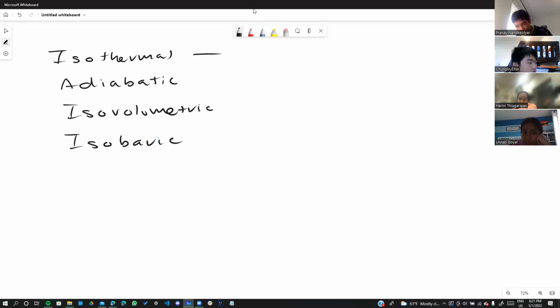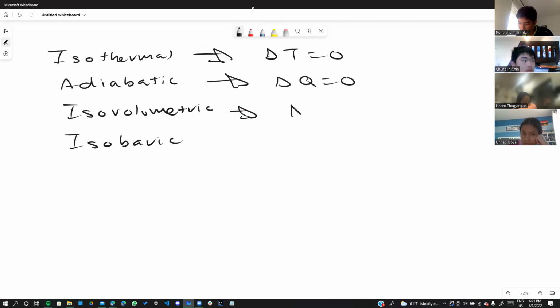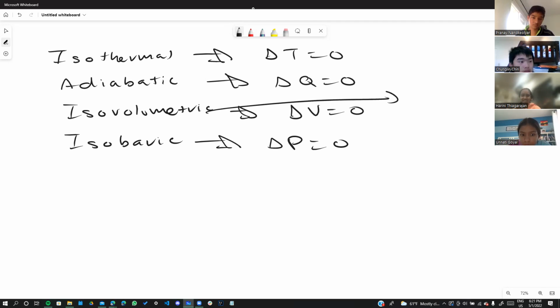So with these four, isothermal means the change in temperature is equal to 0. Adiabatic means the change in heat is 0. Isovolumetric means the change in volume is 0. And isobaric means the change in pressure is equal to 0. Does anyone have it? Am I messing up anywhere here? I think this is right. All right, you're good. Sometimes they use isochoric, which is the same thing. That's why I like to say isovolumetric, but you know what I mean.